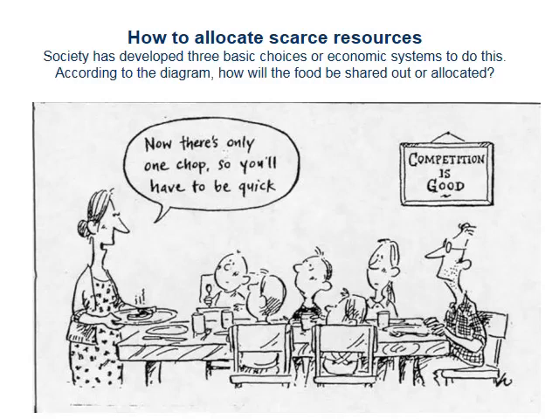So the problem is knowing or finding the best way to allocate the scarce resources. And as we've discussed, societies have developed 3 basic choices or economic systems to do this. So according to the diagram, the cartoonist, how will the food be shared out? How will it be allocated?